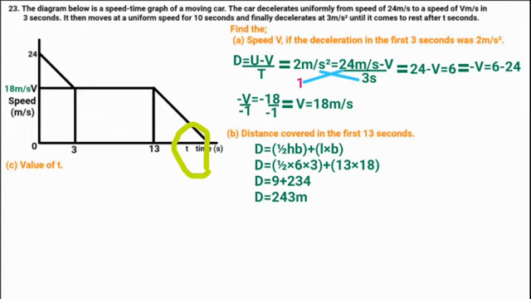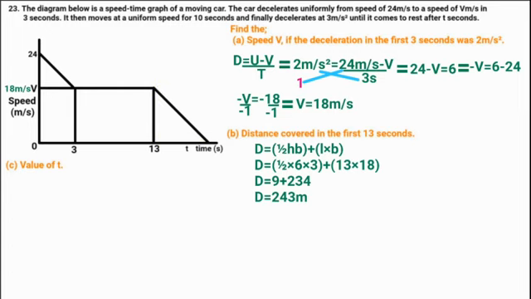To find the value of t, I'm going to use this triangle. After I find the value of t, the next thing I'm going to do is add 13 to the value I'm going to find for t. I'm going to use the deceleration of the vehicle from 13 to the time it stopped, which is t.